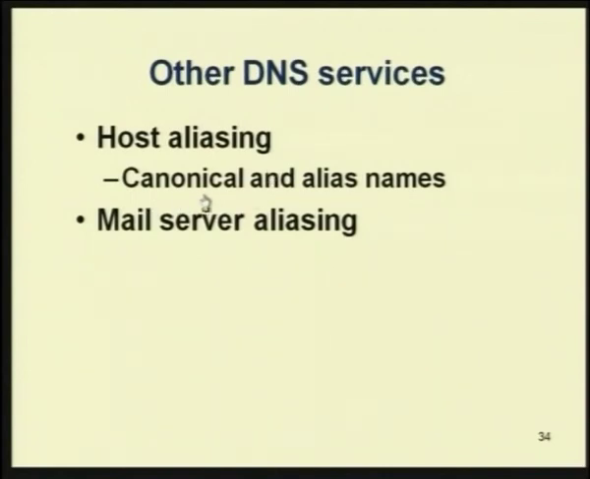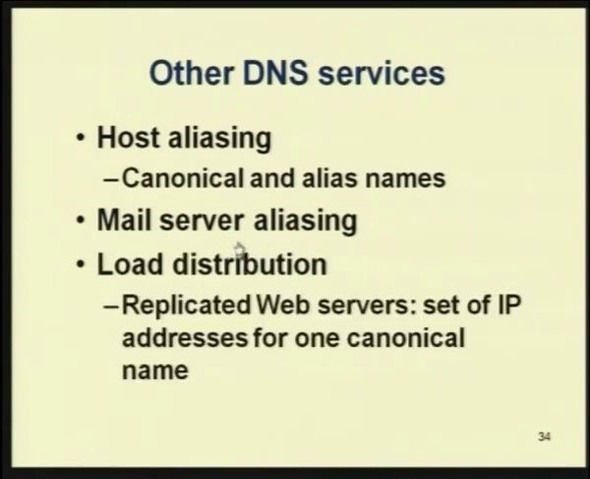There are other DNS services which are typically handled, such as host aliasing, which is done using the canonical and alias names. This is done using the CNAME records. Mail server aliasing is done using the MX records. And we also use load distribution by means of replicated web servers. That is, you have a set of IP addresses for one canonical name. Given one canonical name, such as www.annayano.edu, if there are multiple IP addresses, your domain name service can each time point to a different IP address, a different machine, so that you are able to distribute the load. So, these are the other DNS services which are supported.